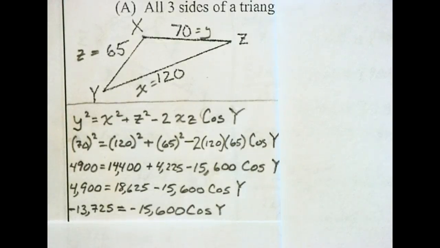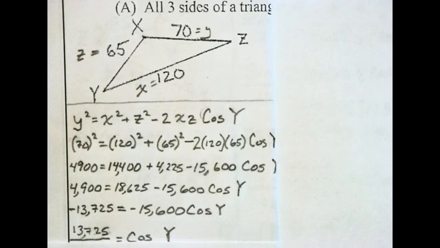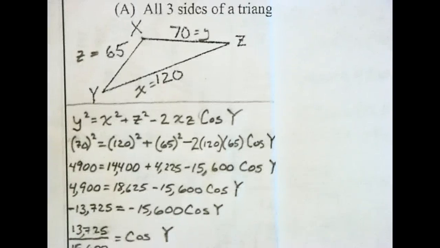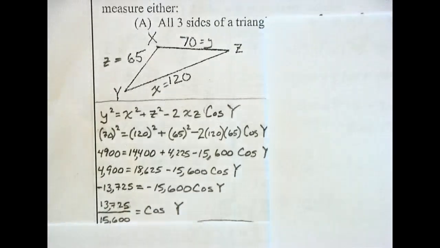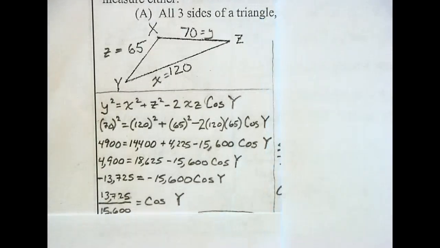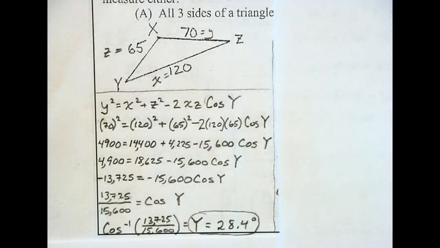You good? What's the angle measure? 28.4 degrees. That's what I got. So divide by 15,600. Yep. Okay, and then I'm going to have to zoom out just a bit here. Then from there, good. Inverse cosine, 28.4. Any questions there?